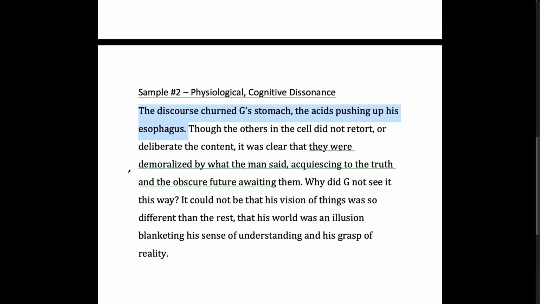Cognitive dissonance. Pretty effective. Both of these excerpts are from the book I'm working on called The Banknotes, and I'm pretty happy with the way these turned out.